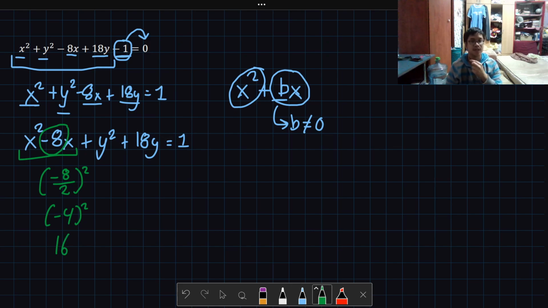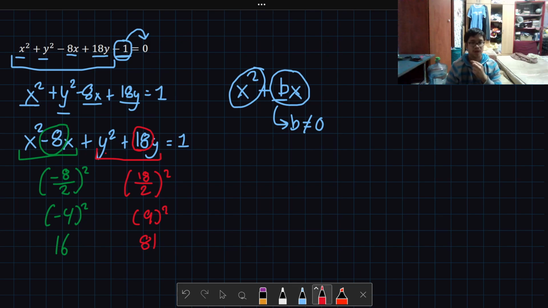Then we will do the same thing for the y, for the y squared plus 18y. Similarly, we're going to get the coefficient of your y, 18. So you will have 18 divided by 2, then square it. 18 divided by 2 will give you 9, and squaring 9 will give you 81 as a result. Okay, so now we have these results. So what are we going to do?